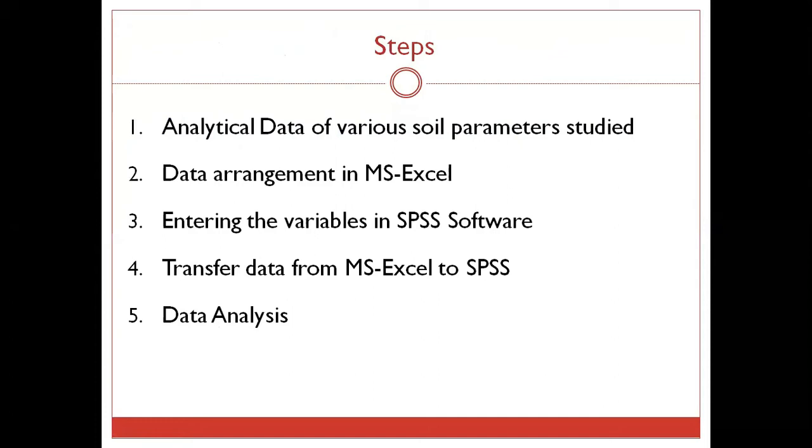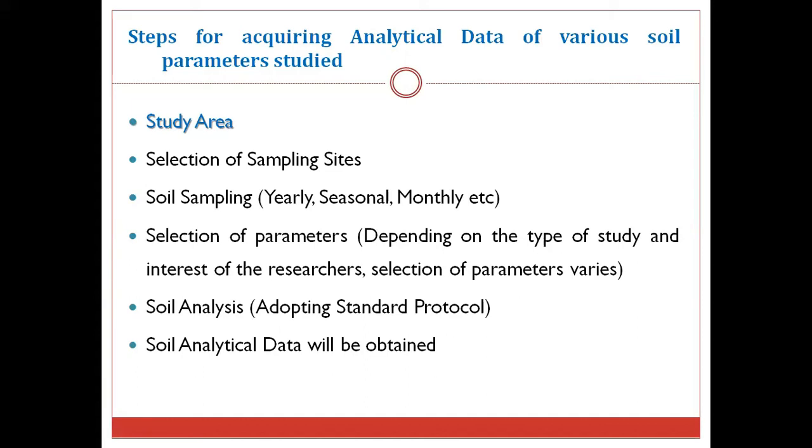To follow these steps, first of all, you need to have the analytical data of various soil parameters studied. For acquiring these data, the area of study is decided first. Depending on the different factors or criteria of the study, different sampling sites or sampling locations within the study area will be selected. And from the different sampling sites, soil samples will be collected either on a monthly basis, seasonally, or on a yearly basis.